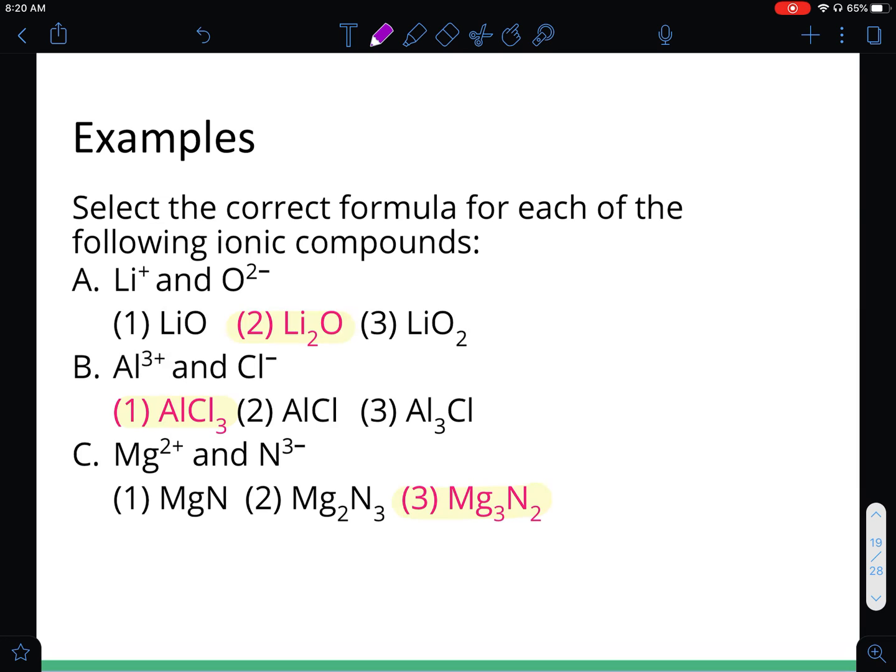The charge of the cation, just the number, not the actual plus or minus, ends up being the number of atoms of the anion, and vice versa. So since we had 1 here and 2 here, we had 2 and 1 atoms. Then for this one, we had 3 and then 1. Last one, we had 2, and then 2 of the other atom, 3, 3 of the other. So just a little short trick.